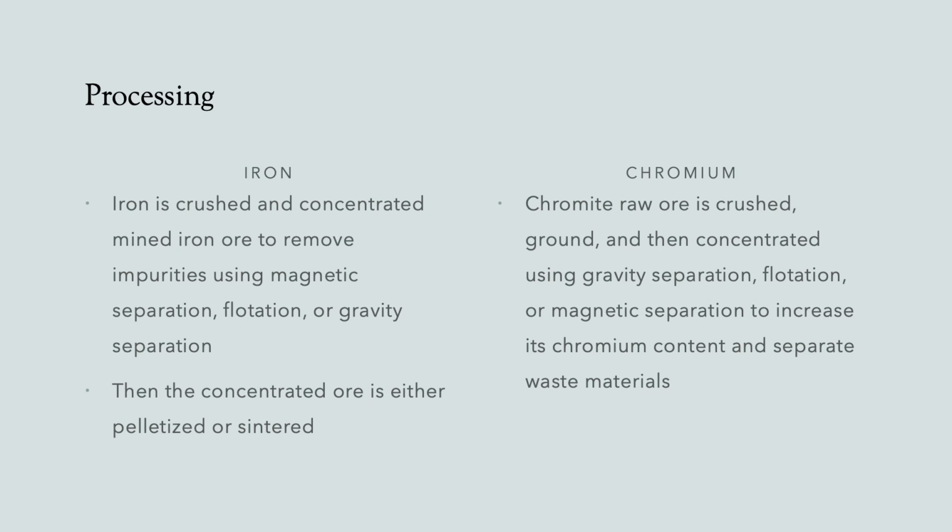Chromite raw ore is crushed, ground, and then concentrated using gravity separation, flotation, or magnetic separation to increase its chromium content and separate waste materials.